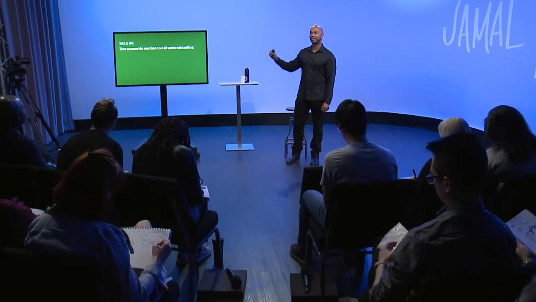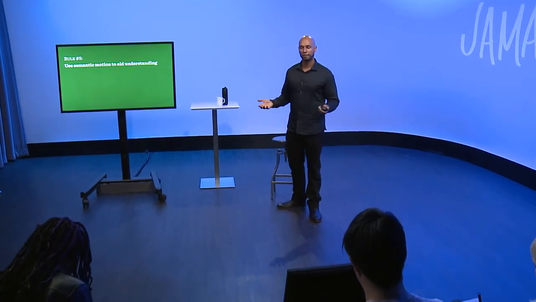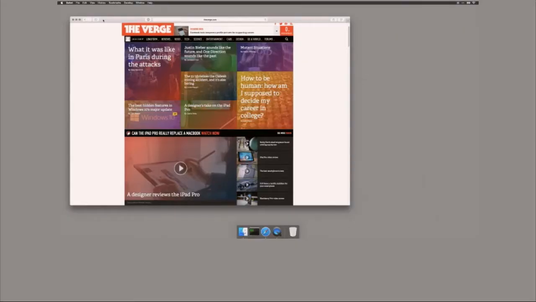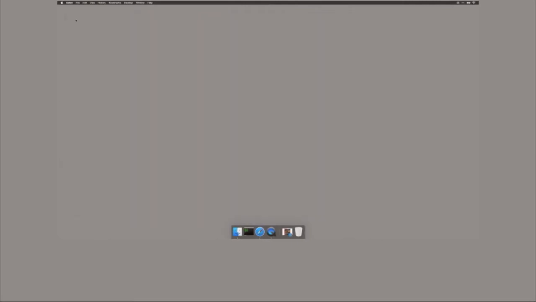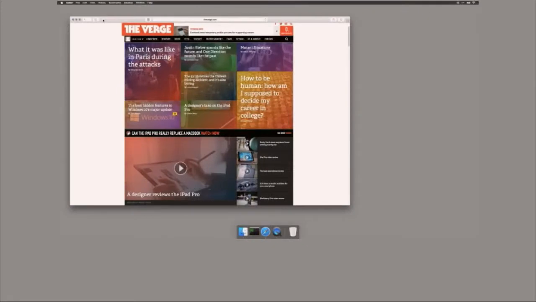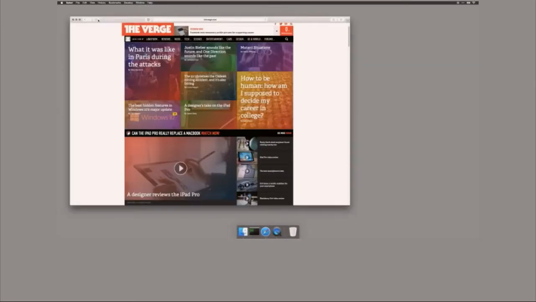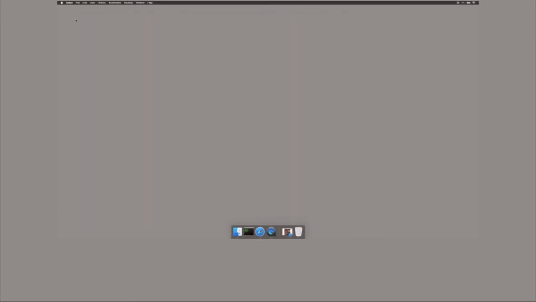The last rule we're going to talk about is using semantic motion to aid understanding. So the emphasis here is on semantic motion, right? Motion that's not just motion for the sake of motion. So why is this important? In this example, they just X'd out of that window and it just suddenly disappeared. In the next example, they minimize the window and there's this connection there, right? If you just X out of the window, it's a hard cut.